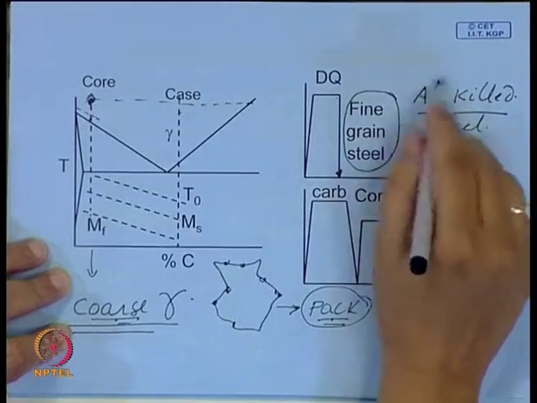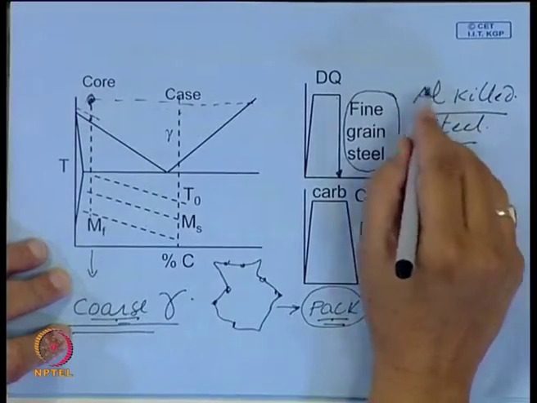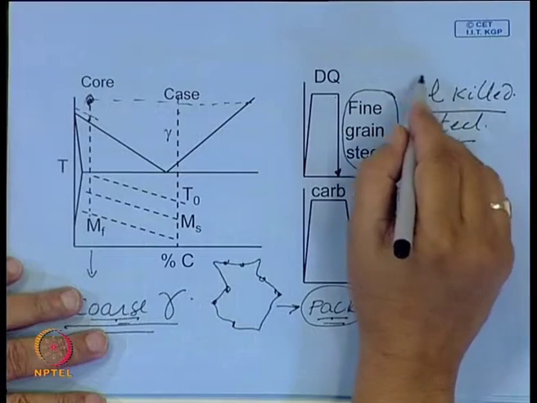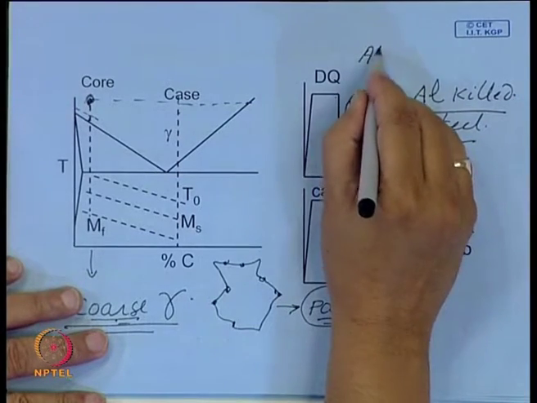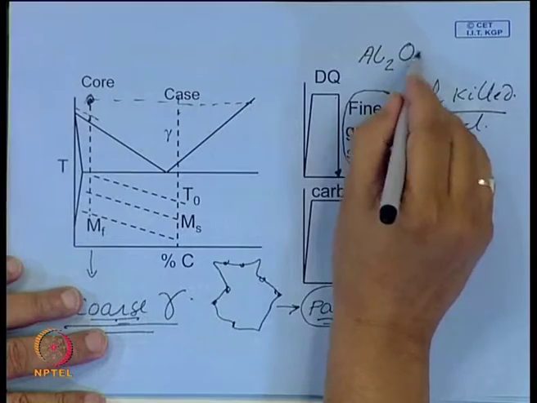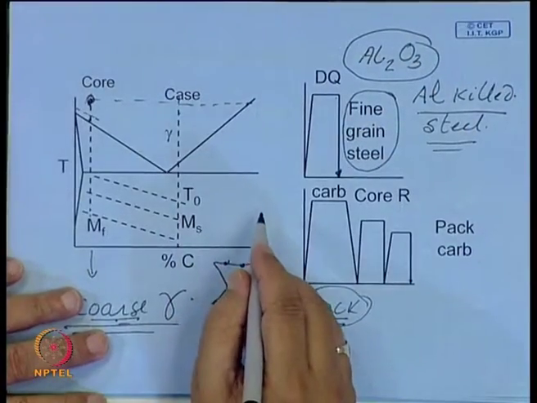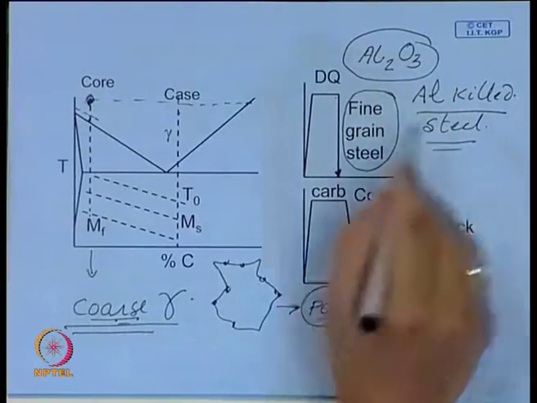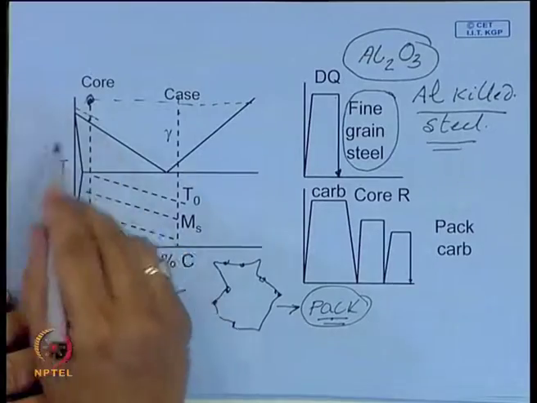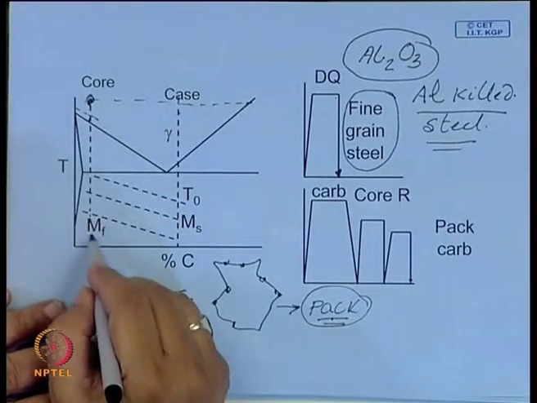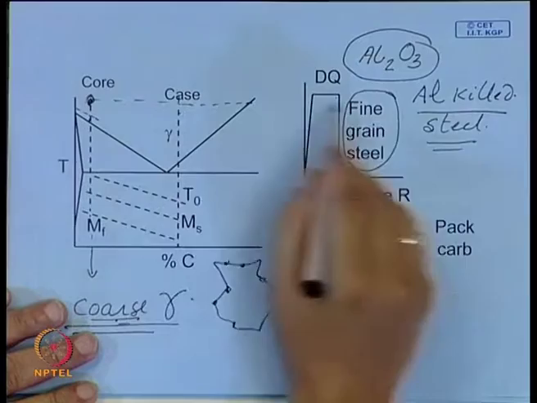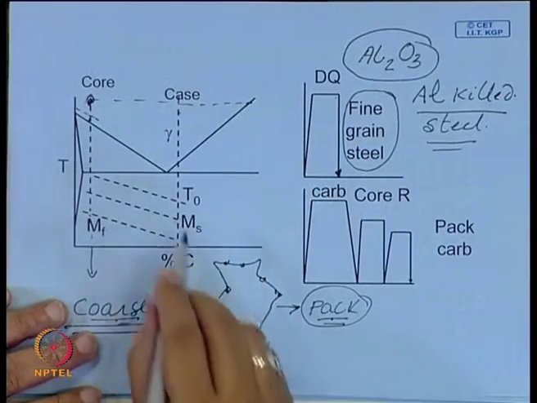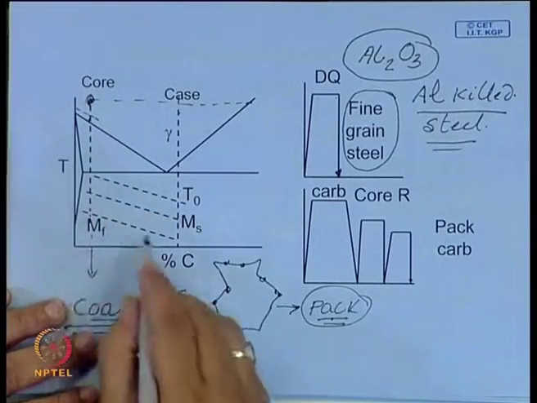In this killed steel, aluminum is added, and this aluminum reacts with the oxygen present in molten steel and forms alumina, and this alumina blocks the grain boundary movement or migration. So, this is important. Depending on the type of steel that you have, you can choose, and if you are selecting gas carburizing or liquid carburizing, you can directly quench after carburization. But in case of pack carburizing, it is not possible.